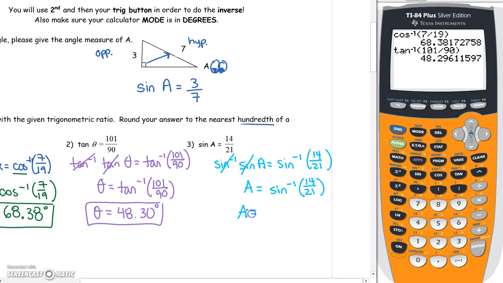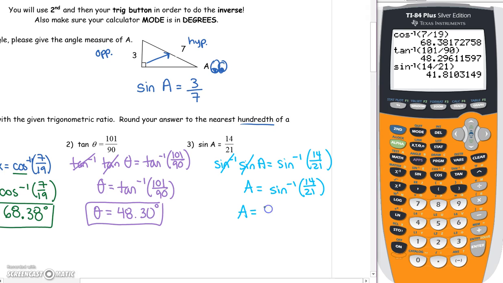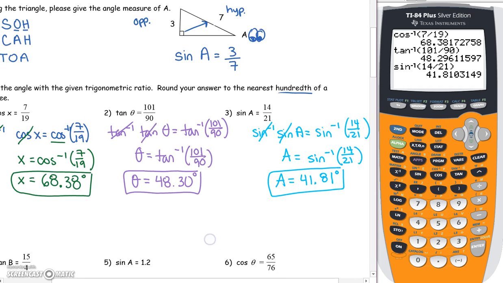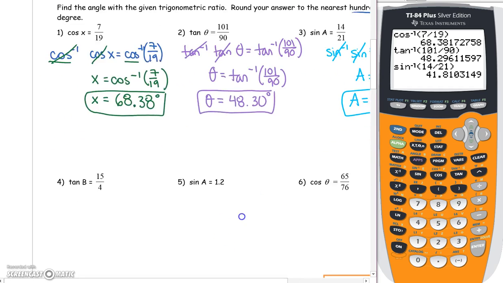We're going to put that into the calculator by doing second sine and putting our fraction in there and closing the parentheses at the end, pressing enter, and we get 41.81 degrees, rounded to the nearest hundredth place. All right, let's do this one more time to make sure we understand, and then we're almost done. We have 3 more examples ahead of us.